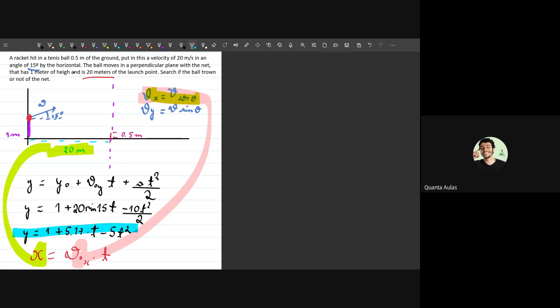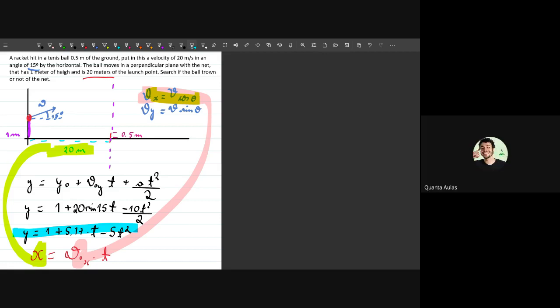Let me see. You send me something. You put the values in the equation. So you do some math and you get the value 0.96, 0.97 rounded. Well, the net has a height of 0.5 meters, right? So the ball will pass the net. Okay? Yeah.